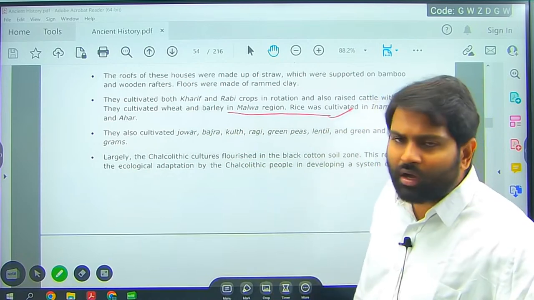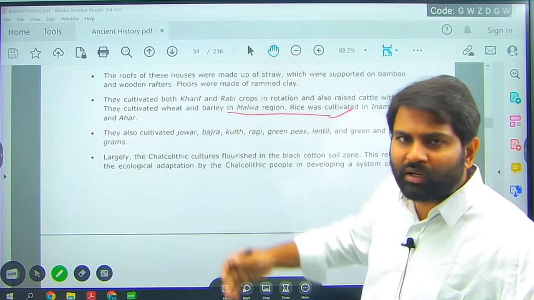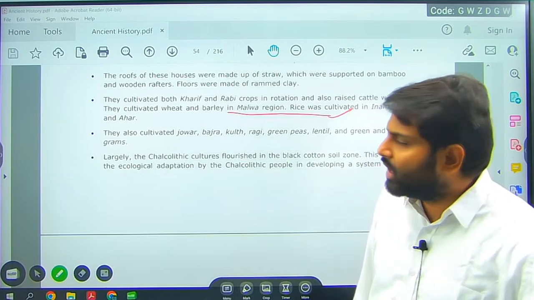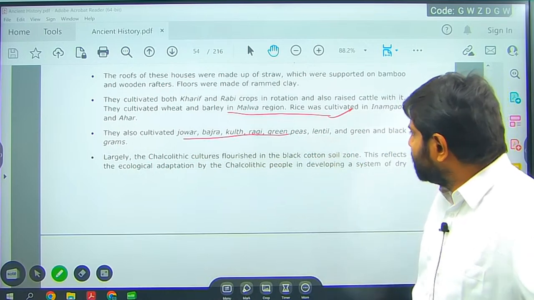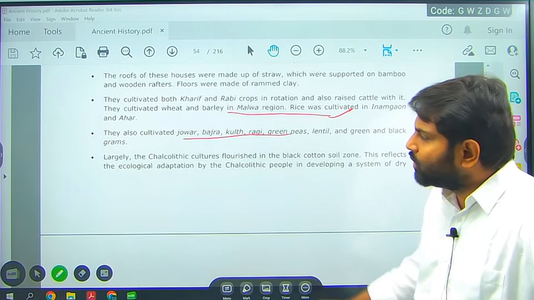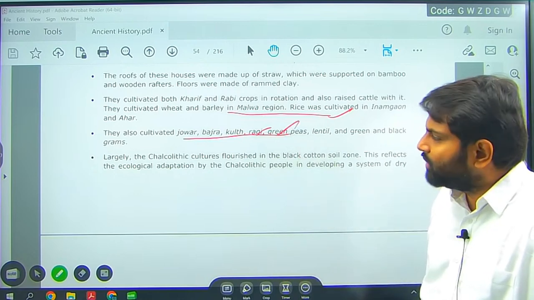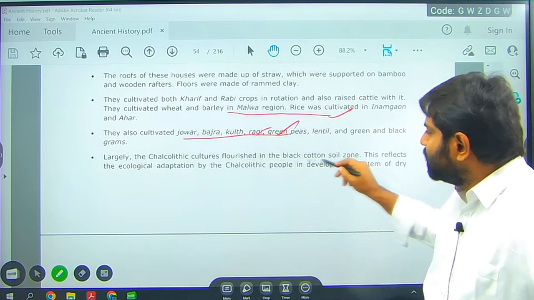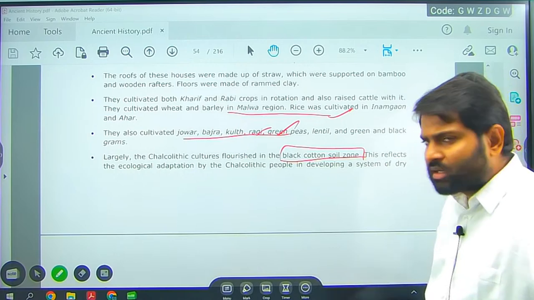Rice was cultivated in Inamgaon and Ahar. In the Belan Valley, Koldihwa, we spoke about rice in that time period, and now in Malwa, rice was cultivated in Inamgaon and Ahar. They also cultivated jowar, bajra, kulthi, ragi, green peas, lentil, and green and black gram. So you speak about pulses, and about coarse grains and arid crops like ragi, jowar, bajra. Largely, Chalcolithic cultures flourished around the black cotton soil zone, in the Maharashtra and Gujarat region.